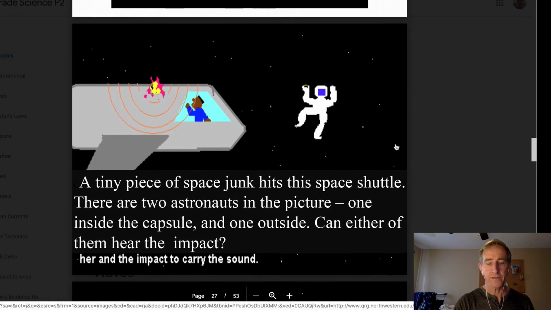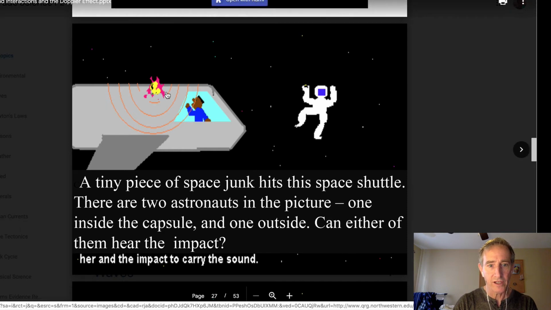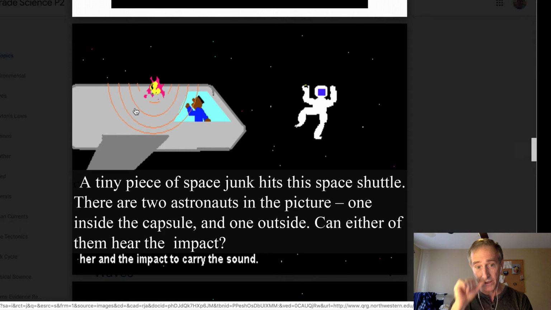A tiny piece of space junk hits the space shuttle. There are two astronauts in the picture, one inside the capsule and one outside. Can either one of them hear the impact? Well, if space junk hit the capsule, then the sound would pass through the steel in the capsule and through the air, and the person inside would be able to hear it. The sound would not travel through nothing. It needs a medium, so the astronaut outside would not hear it.